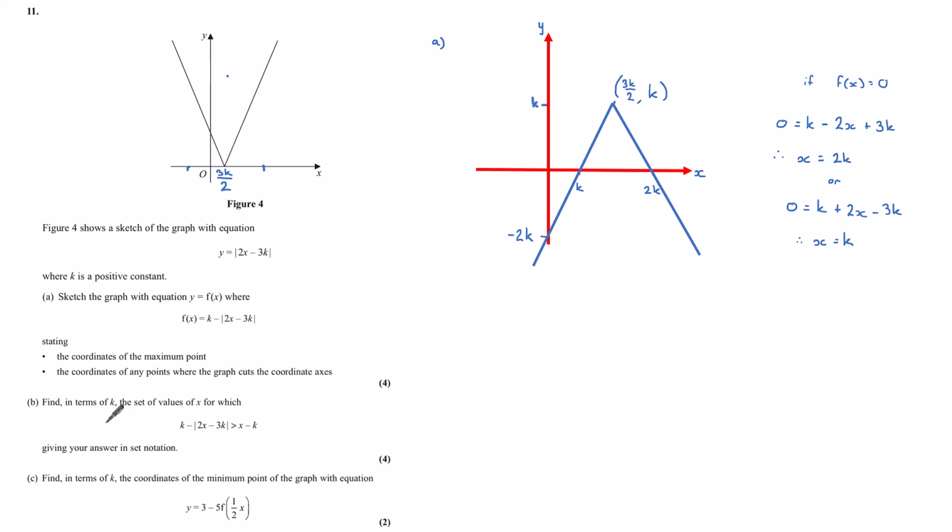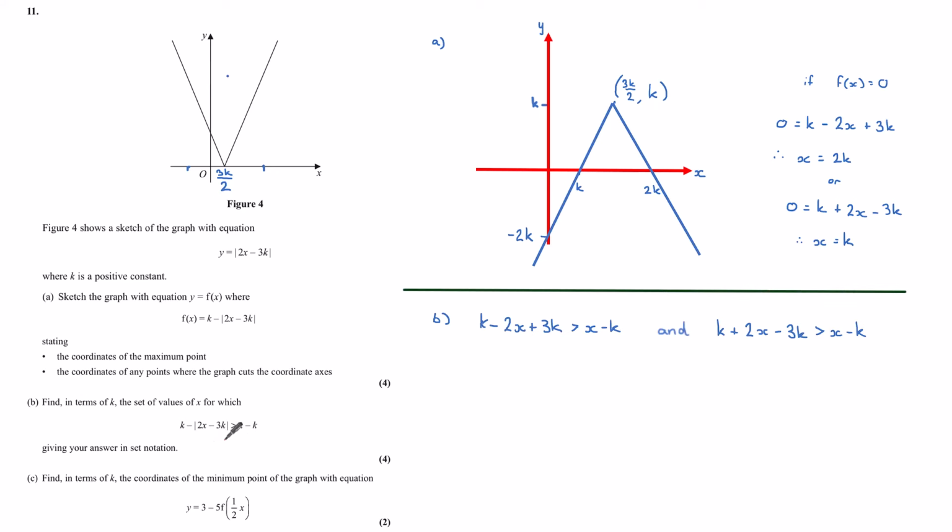Part B: find in terms of k the set of values of x for which k minus the modulus of 2x minus 3k is greater than x minus k, giving your answer in set notation. So again, I have two different cases to consider here for part B. I have the positive value of this modulus, which is k minus 2x plus 3k is greater than x minus k, and I have the negative value of this, which is k plus 2x minus 3k is greater than x minus k.